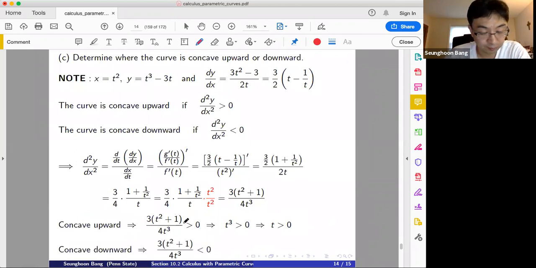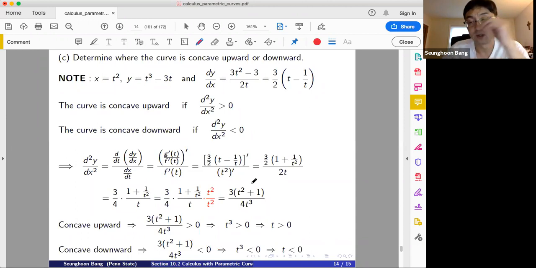Concave down: the second derivative is less than 0. So what's the top one? T squared plus 1 is, yes, always positive. What's the bottom one? It is negative. What does it mean? The t cubed is less than 0. Take the cube root, t is less than 0. When t is less than 0, the graph is concave down. So like this. So this is the answer to the third question.